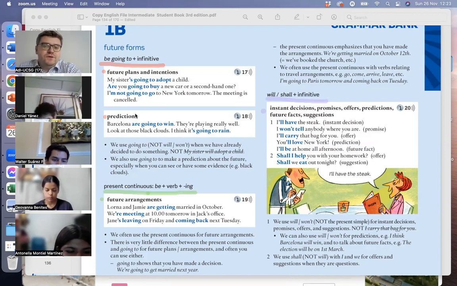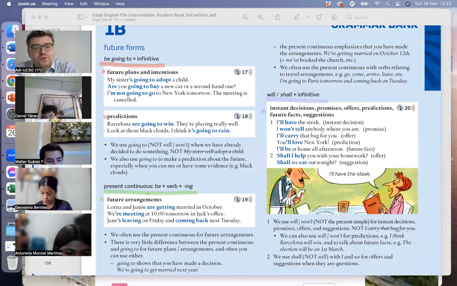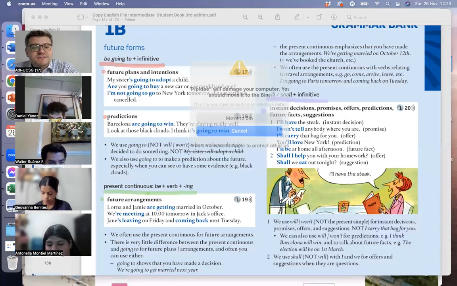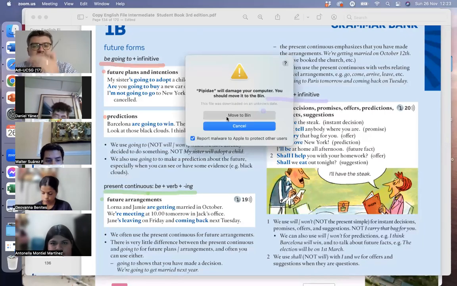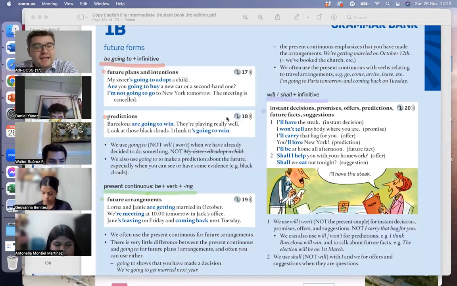Another way we can use be going to plus infinitive is for predictions. As Walter, I believe, rightly said, a prediction is something based on the evidence we can see around us. We can come up with guesses or calculated guesses whether something is true or false, right or wrong, and so on. So these are called our predictions. They're not necessarily true. That's what I'm guessing. That's how I perceive this information. So that's the second case of how we can use be going to plus infinitive.